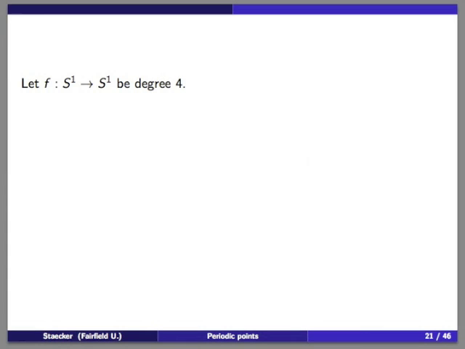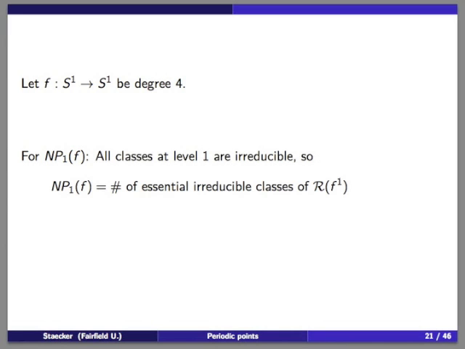All right. Okay, concrete example. Let's have a degree 4 map on the circle. So let's compute NP_1 of f. This is the number of irreducible essential classes. Well, at level 1, all classes are irreducible. Irreducible means you can't reduce it to a lower level. Level 1 is the lowest level. So for NP_1 of f, everything is automatically irreducible, so it's just the number of essential classes of R of f. This is just the same as the Nielsen number, which is 3. All right. NP_1 is always going to be the Nielsen number.